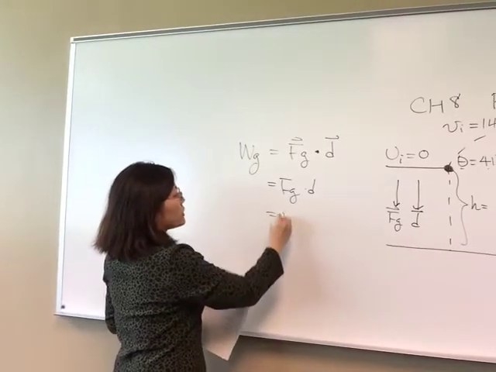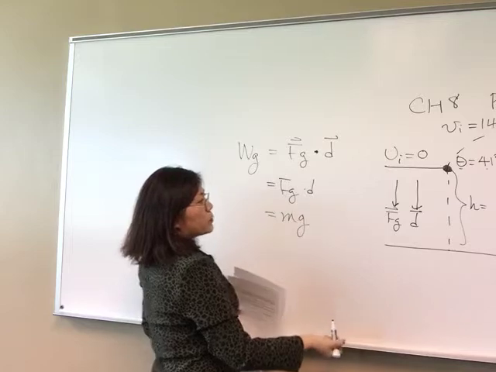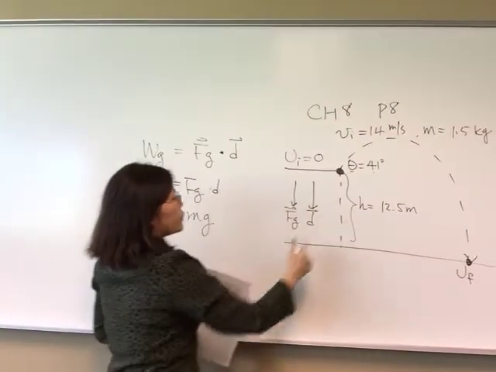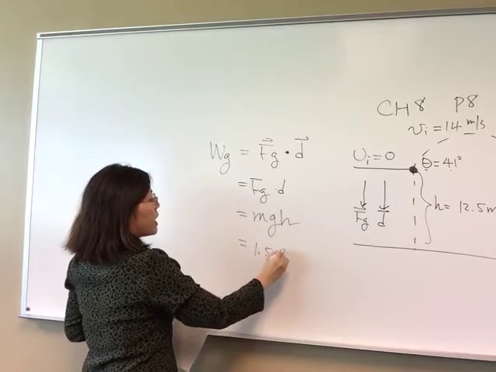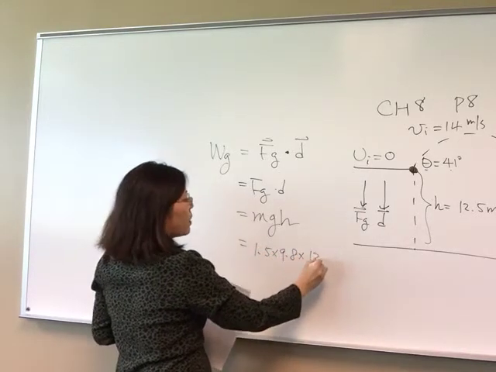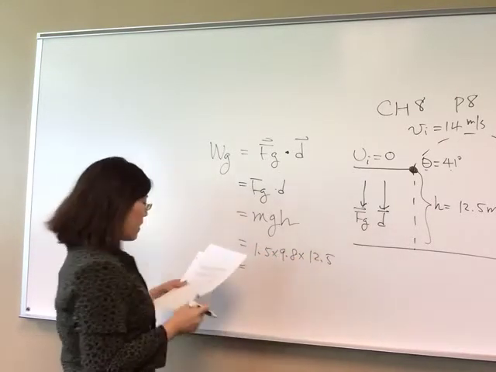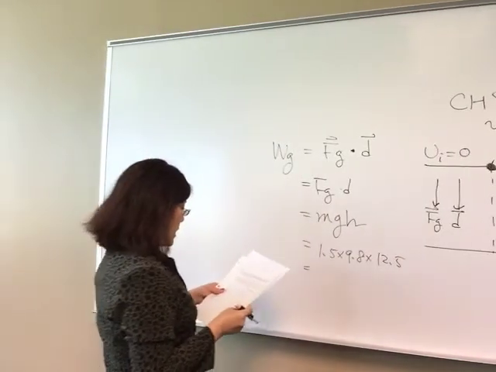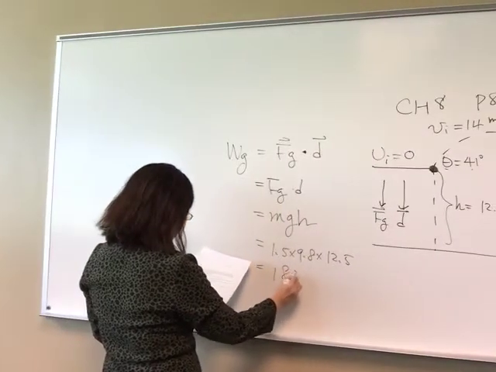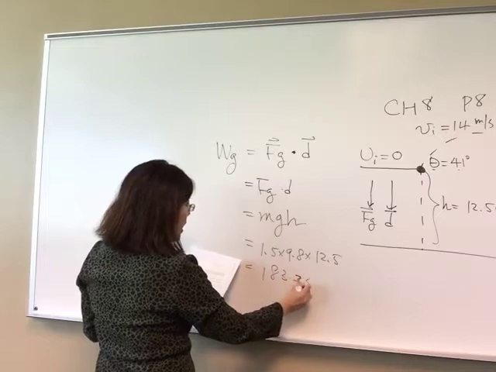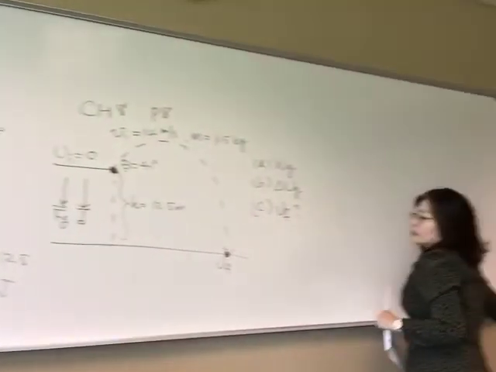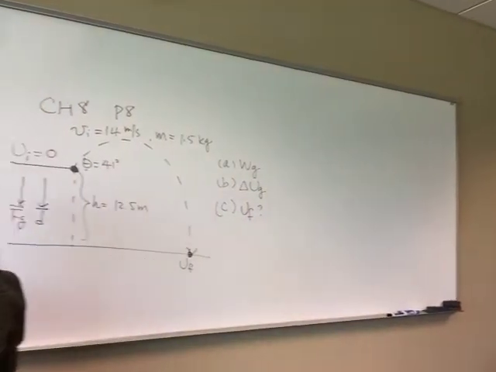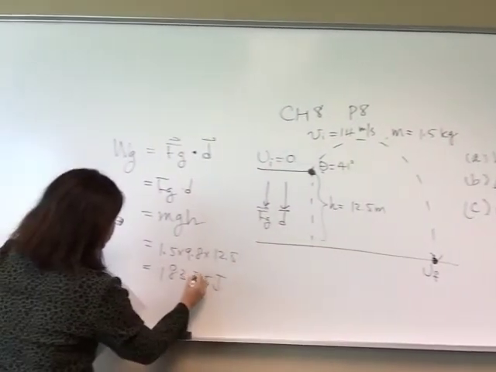So the gravitational force would just be mg, and the displacement here is your h, so you just have mgh. So you have 1.5 times 9.8 and then times 12.5, so the work done by gravitational force is equal to 183.75 joules. Okay, so that's the work done by gravitational force.